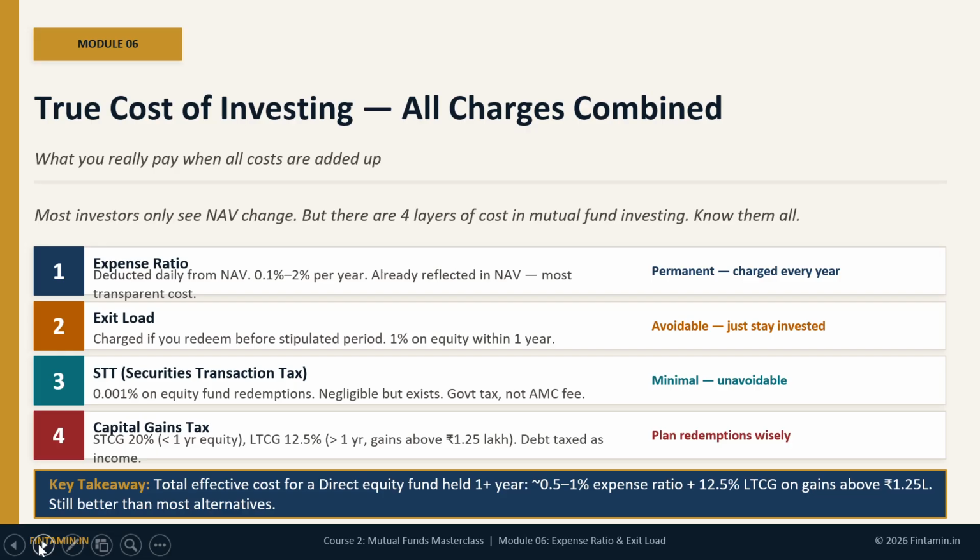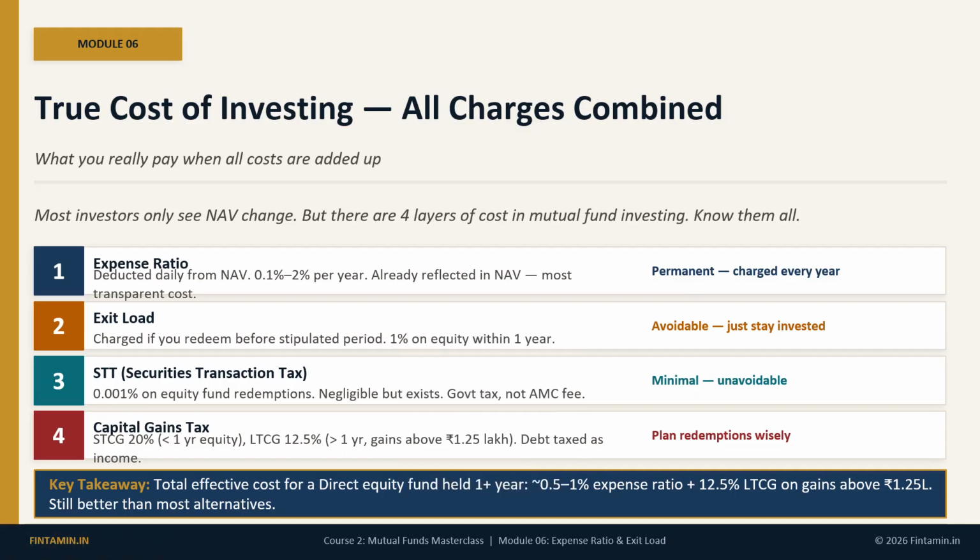Total cost of investing. Let me give you the complete picture of all four charges in mutual fund investing. First is expense ratio, which is deducted daily from NAV, permanent, 0.1 to 2%. Second is exit load, charged on redemption before the lock-in period, avoidable if you hold long enough. Third is STT or Securities Transaction Tax, which is 0.001% on equity redemptions. Government tax, unavoidable but negligible.